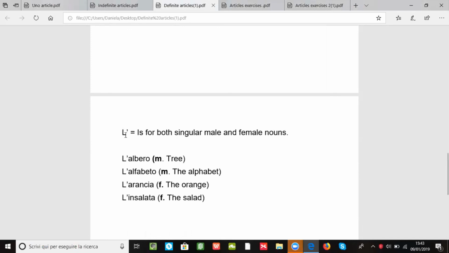L'apostrofo, l' with apostrophe, is for both singular male and female nouns. So, for example, l'albero, male, tree, l'alfabeto, male, the alphabet, l'arancia, female, the orange, l'insalata, female, the salad.